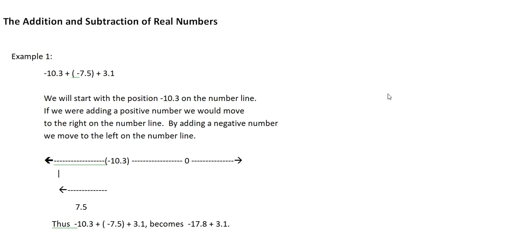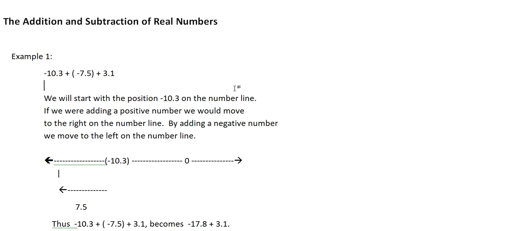The addition and subtraction of real numbers. And we're just going to run through this with some examples. Okay, so the first example here that we have is minus 10.3, or negative 10.3, plus the negative number, negative 7.5, plus 3.1.